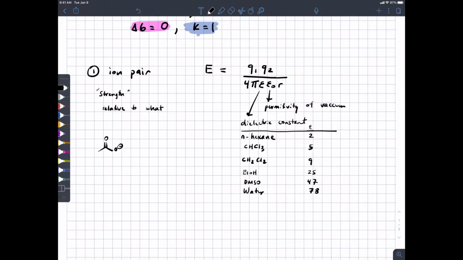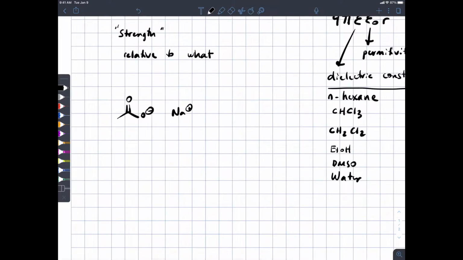Sodium acetate, you can dissolve that readily in water. The ion pair itself is not as stable as having the individual ions solvated by water. So what do we mean solvated by water? Well, we mean that you have a cage of water molecules surrounding both.